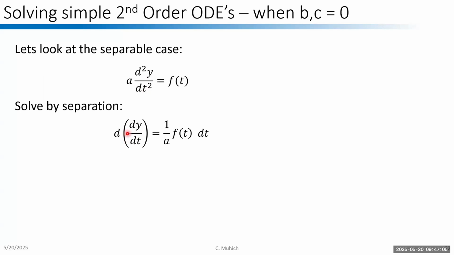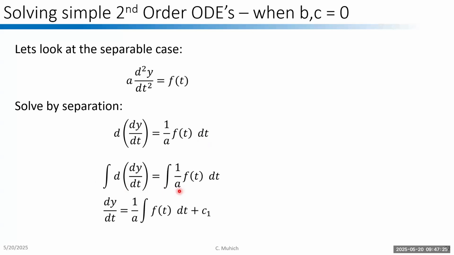This leaves me d, the derivative of y with respect to t equals 1 over a f of t dt. I can solve this. We know how to do this. It's integration, a simple integration. I take my integral of both sides. I'm left with dy/dt equals 1 over a, the integral of f of t dt plus a constant. Note here that I'm subscripting this and calling it C1, because we're going to have a C2 later when I deal with the second derivative.